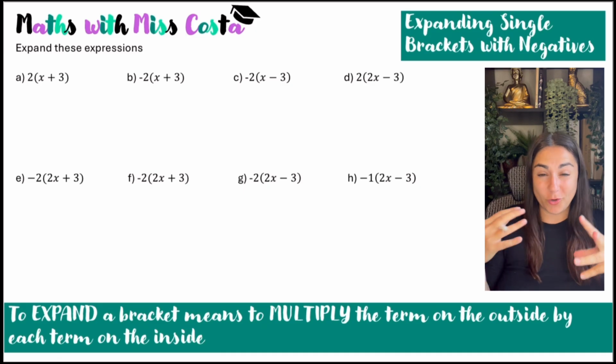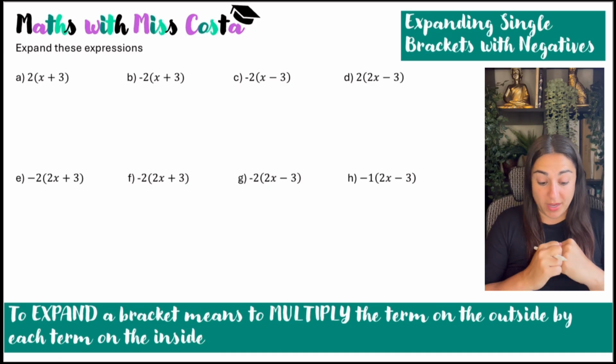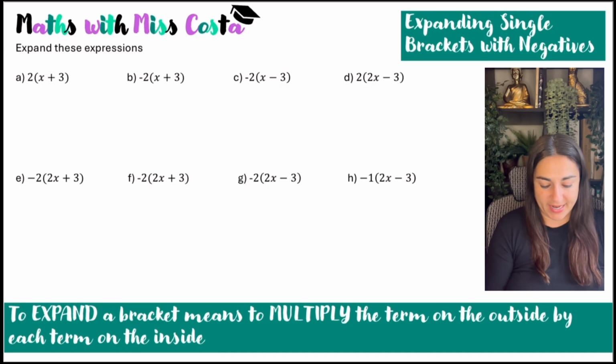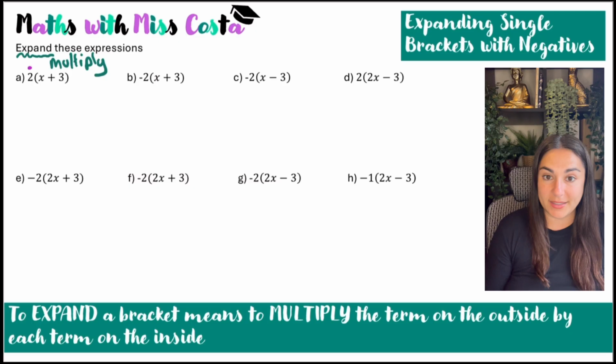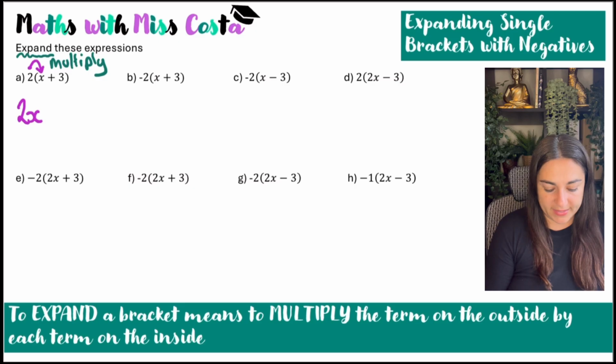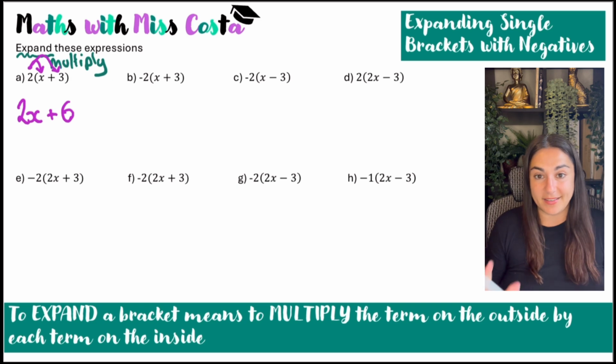Okay, now that I've got used to brackets, I'm going to have to learn how to expand these brackets. So whenever you see the word expand, it means multiply out. So expand means multiply, and when you've got a bracket, you're going to multiply the number or the letter on the outside by each term on the inside. So I'm going to do 2 times by x, which is 2x, and then 2 times by 3, which is 6. And that's it. That's me having expanded the bracket.